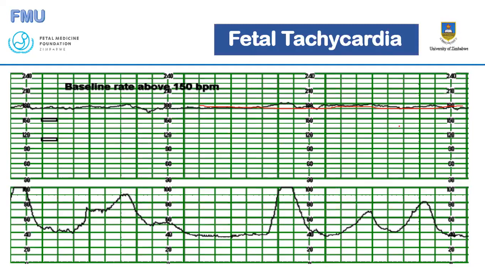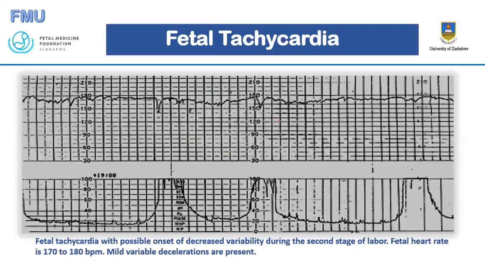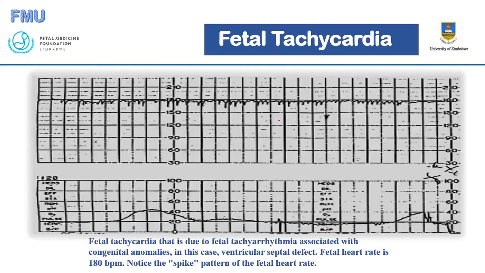That's the baseline heart rate here. Almost 180, so this is fetal tachycardia. This again shows you the fetal tachycardia, but with discrete variability there. Then this is another fetal tachycardia due to tachyarrhythmias. You can see how the baseline is behaving there.